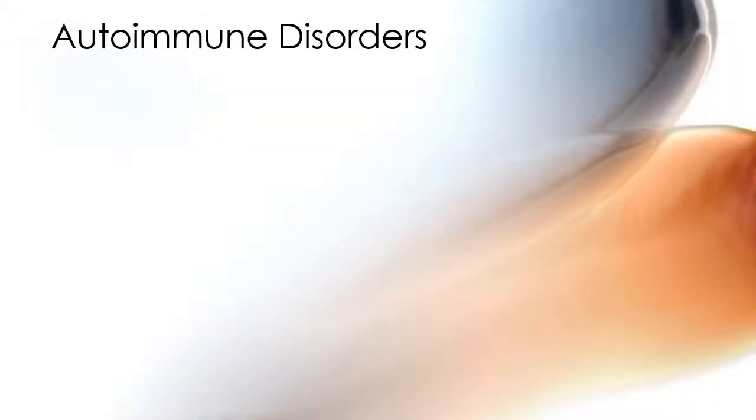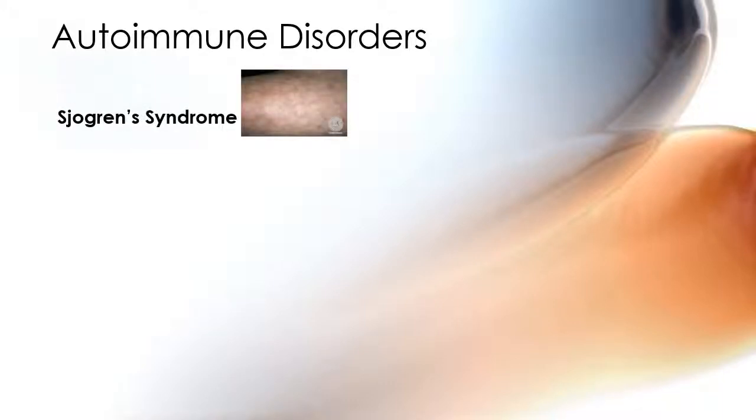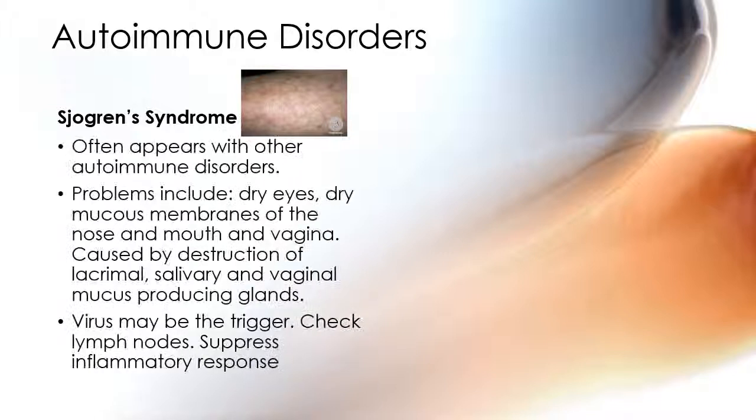Okay, so I'm going to discuss a couple of autoimmune disorders with you. We have Sjogren's syndrome. It often appears with other autoimmune disorders. Problems include dry eyes and dry mucous membranes of the nose, mouth, and vagina, caused by destruction of lacrimal, salivary, and vaginal mucus-producing glands. Virus may be the trigger. You want to check the lymph nodes and suppress the inflammatory response.